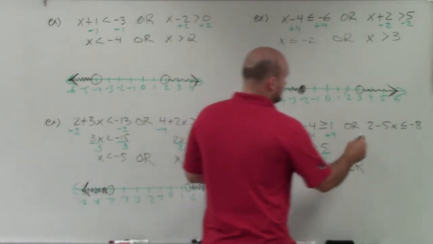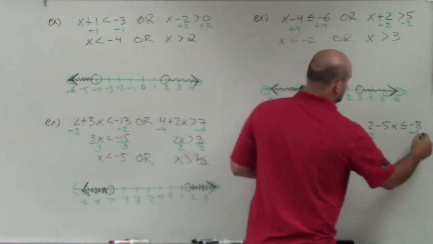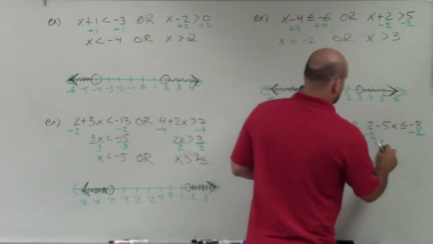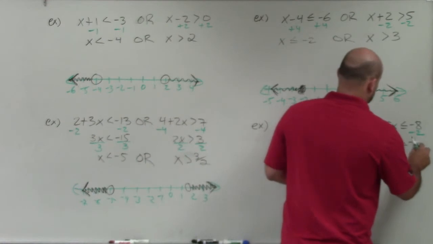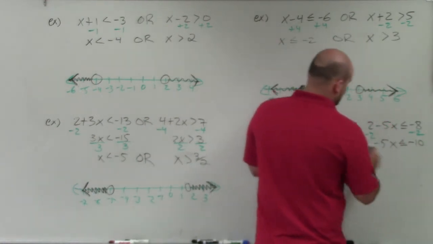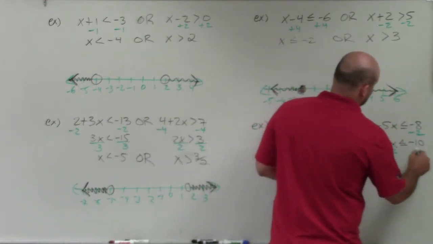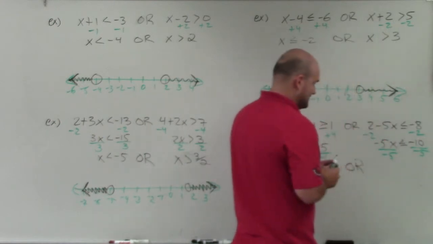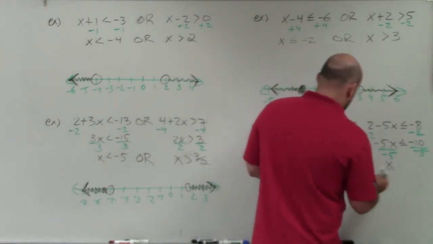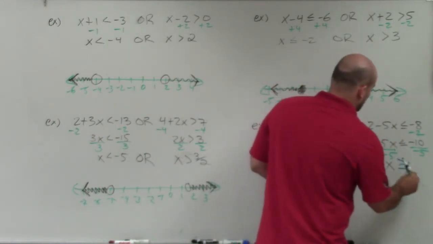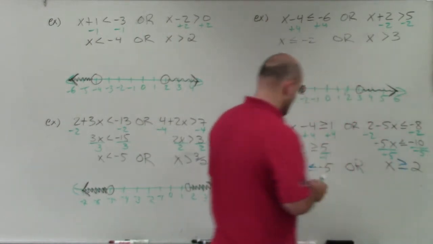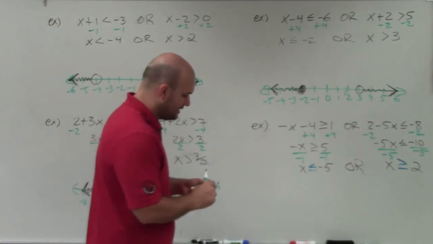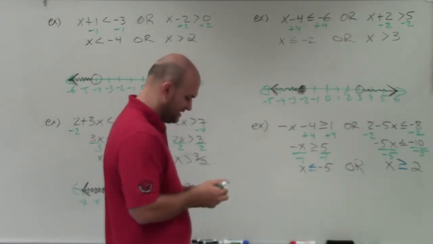Here, we're going to do the same inverse operations. Always undo addition and subtraction first. Therefore, I have -5x is less than or equal to -10. Then, again, I'm going to divide by -5. Since I'm dividing by a negative number, I'm going to have to flip the sign. So this becomes x is greater than or equal to +2.